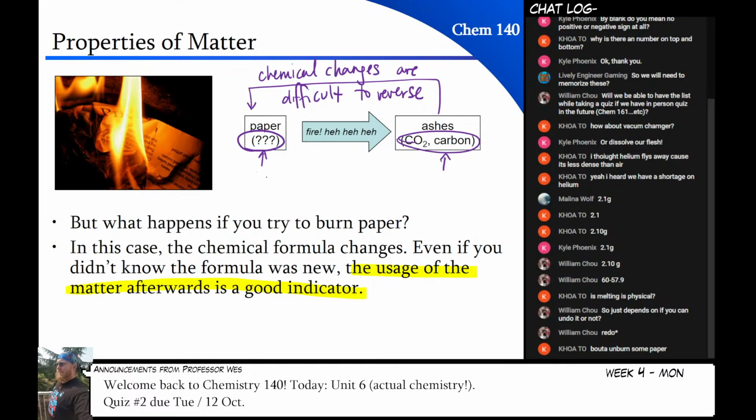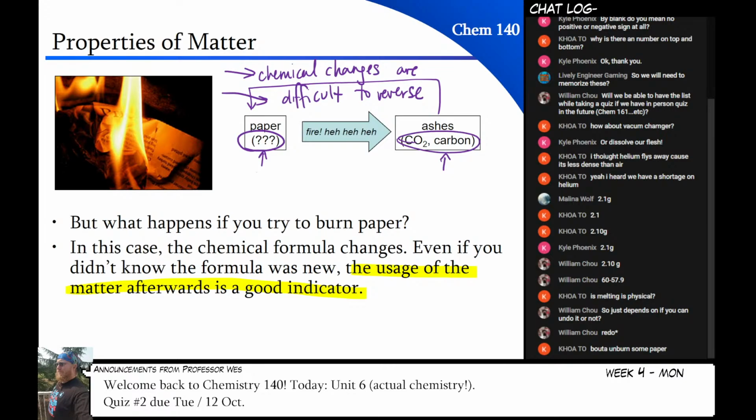Now, I'm just sort of trying to give you a bunch of tools to help you do these sorts of analyses, because I'm going to give you a bunch of problems in a second, and you're going to look at them and say, oh, okay, is it a phase change? Well, maybe you're not sure. So what do you fall back on? Well, if you do this, can you undo it easily? And if the answer is yes, it's probably physical. And if the answer is no, it's probably chemical.